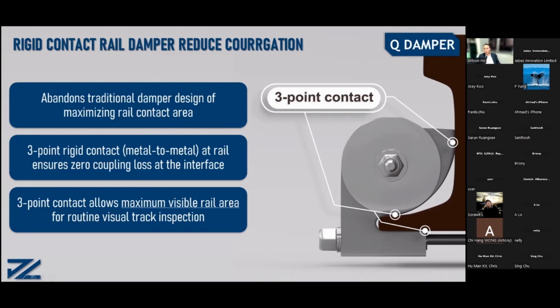So it has only 3-point contact. It does not maximize the contact area. This ensures a perfect coupling, so the coupling loss is nearly zero. It also allows visual track inspection easily, because it only has 3-point contact. Most of the wheel surface can be visually inspected.